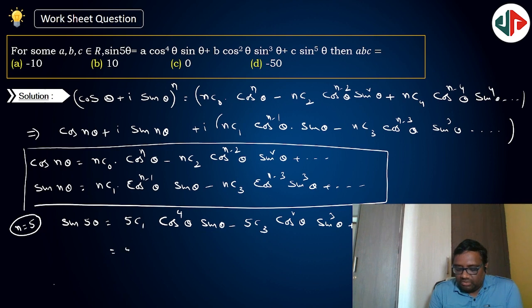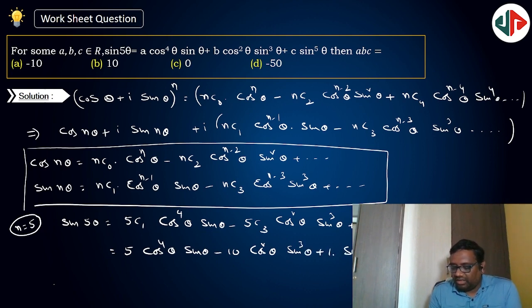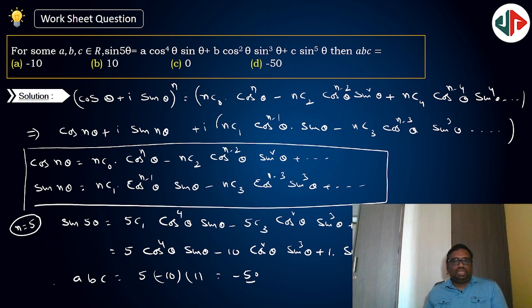So 5C1 means 5 into cos^4 theta sin theta. 5C3 means 10 only, 10 cos^2 theta sin^3 theta. 5C5 means 1, sin^5 theta. So your A value, B value, C value, if you simplify, in place of A, what is there? 5, minus 10, 1. So your answer is minus 50. Direct answer. Is it clear? Very good question.